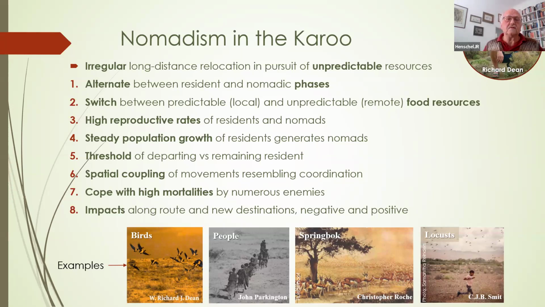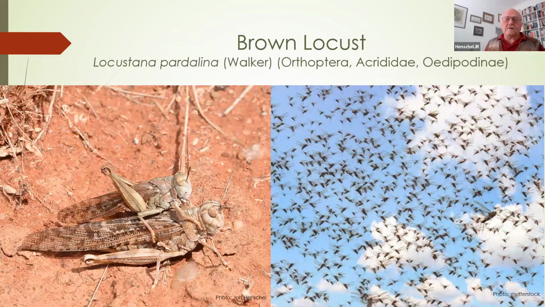The species I'll be talking about is the brown locust, which occurs mainly in South Africa and the southern part of Namibia. It's Locustana pardalina.